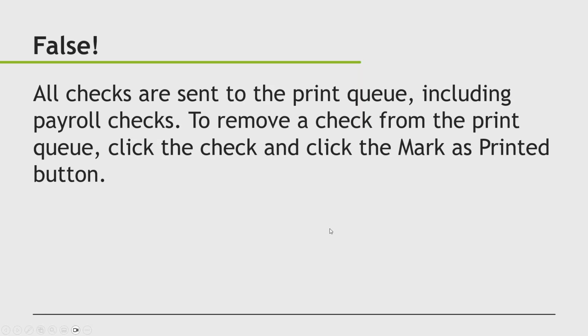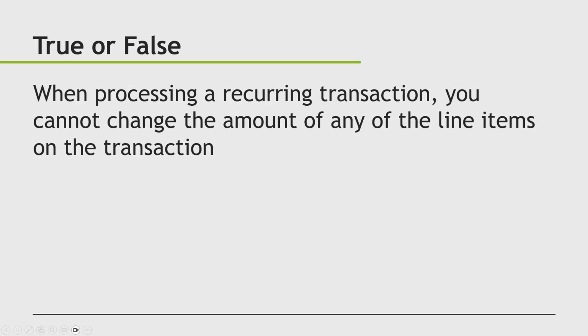All right, next up, true or false? When processing a recurring transaction, you cannot change the amount of any of the line items on the transaction. So thinking about recurring transactions, when you are processing that transaction, are you stuck with the amounts that it shows? So again, people answering pretty rapidly here. Looks like we have just about everybody.